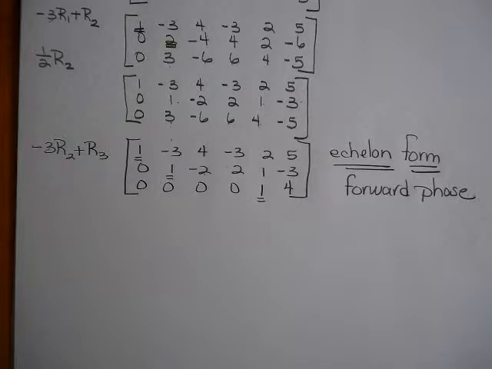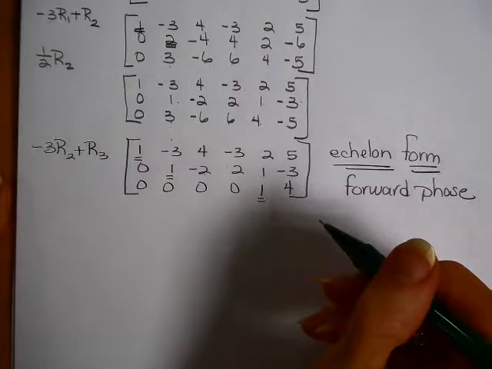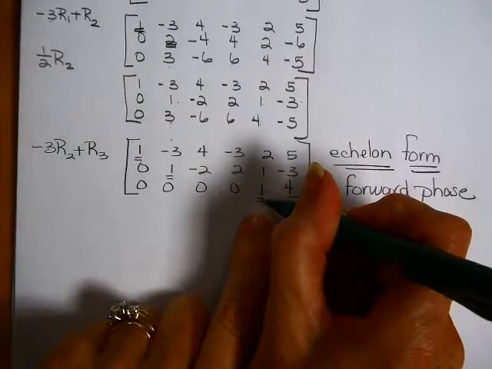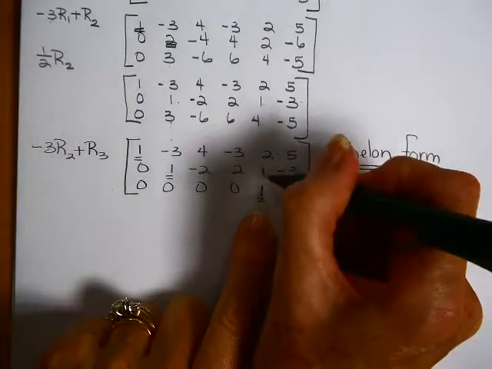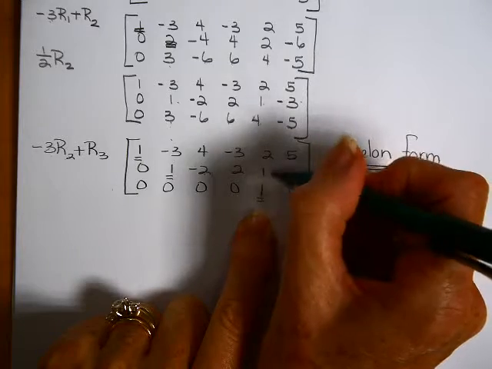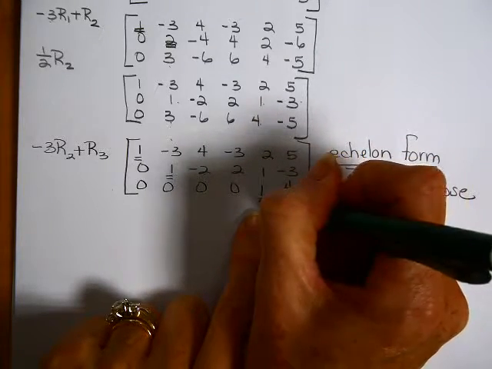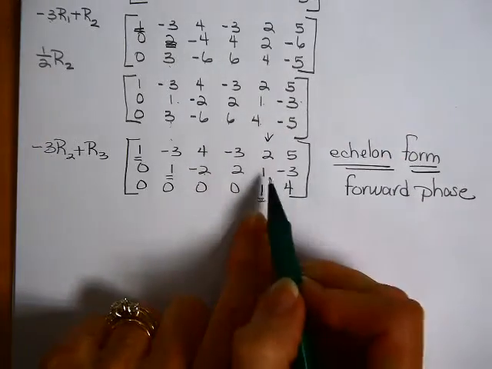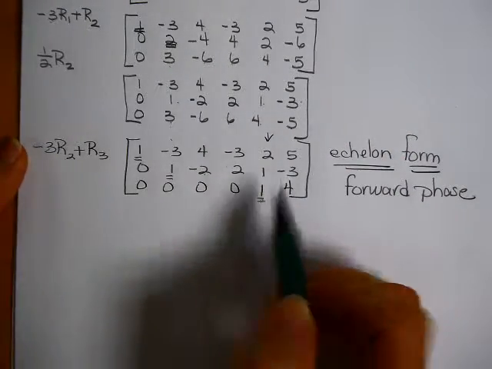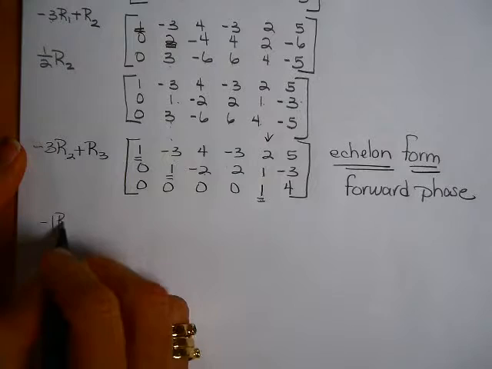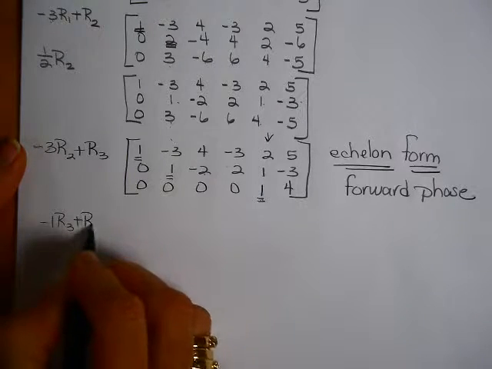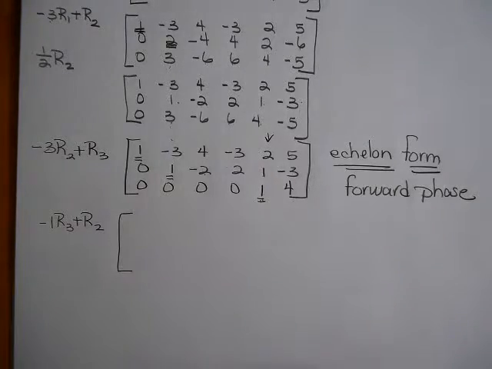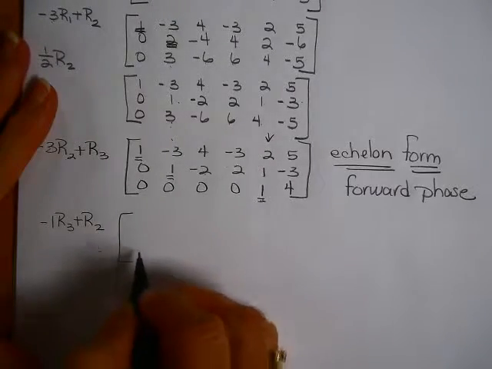I've got my 1s, so I need to get zeros above them, and to work backwards, you start at this last pivot and get zeros above it. So going down here, I need to turn these into zeros. So I'm going to multiply -1 times row 3 and add it to row 2. So now I'm working back up. I worked the forward phase, now I'm working the backward stage.